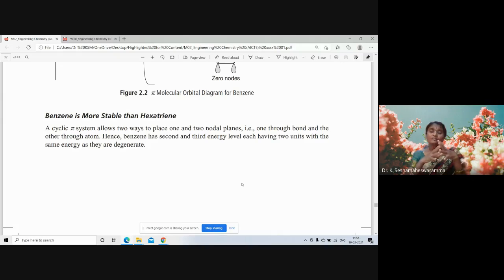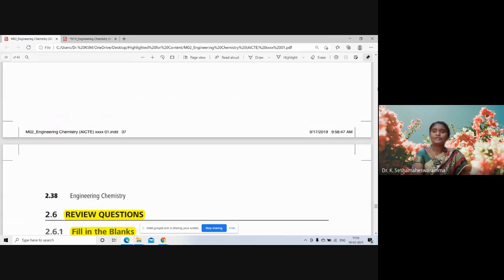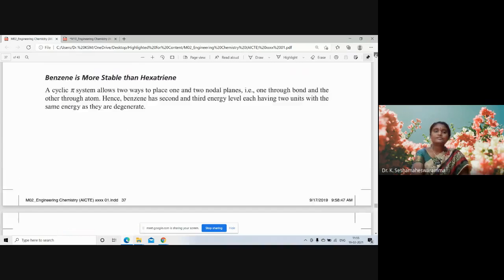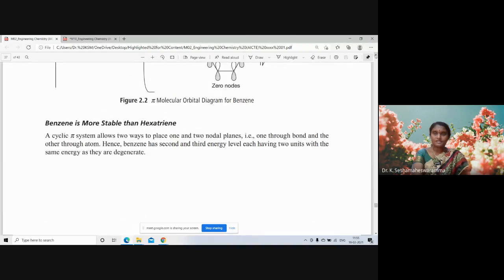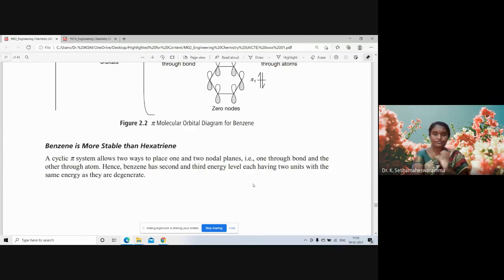You can see in butadiene also, when we explain nodes, we are cutting through bond only. There is no through atom. Here, 2 possibilities are there. One is through bond, another one is through atom. Hence, this is more stable. Benzene pi system is more stable than hexatriene.